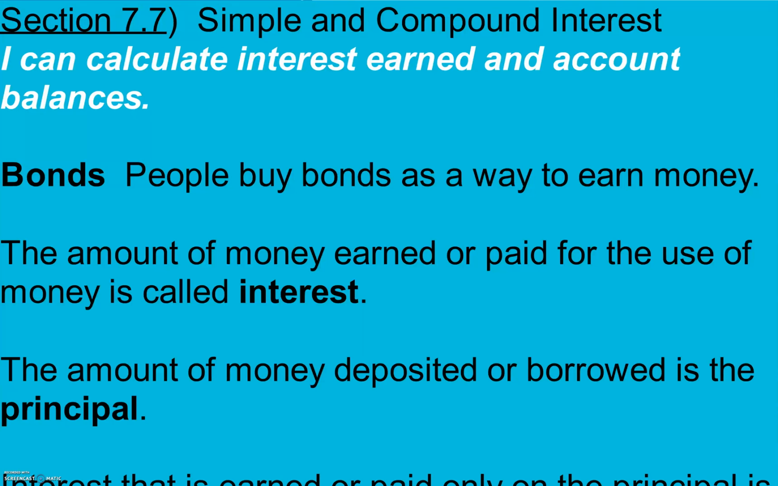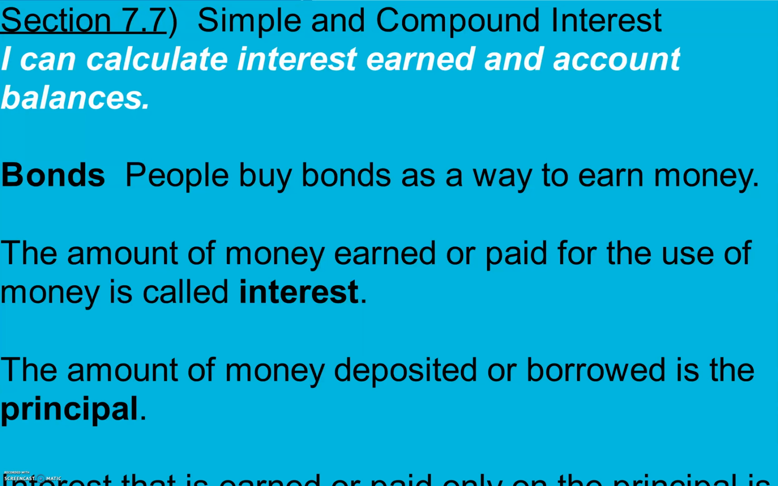Section 7.7 is simple and compound interest. I can calculate interest earned and account balances. People buy bonds as a way to earn money. We talk about savings bonds sometimes. Grandmas will get them, or you'll get them for awards or things like that, as a way to save some money.